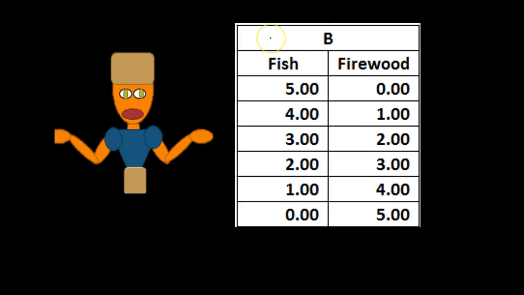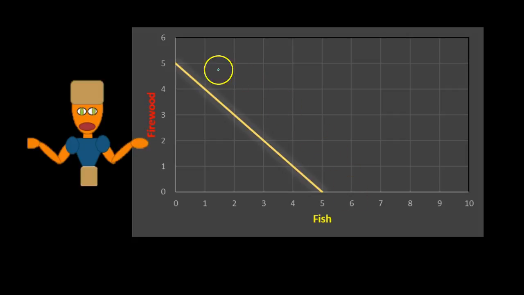Now let's imagine person B is now stranded on the island. Person B is on the island, and we have a production possibility frontier in terms of a table of fish. He can only get 5 fish if he spends all day doing fish, or 5 pieces of firewood if he spends all day doing firewood. If we look at a production possibility frontier, we have the same concept, 5 and 5.